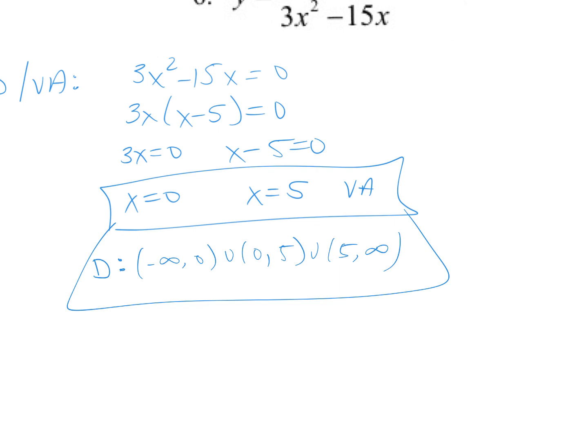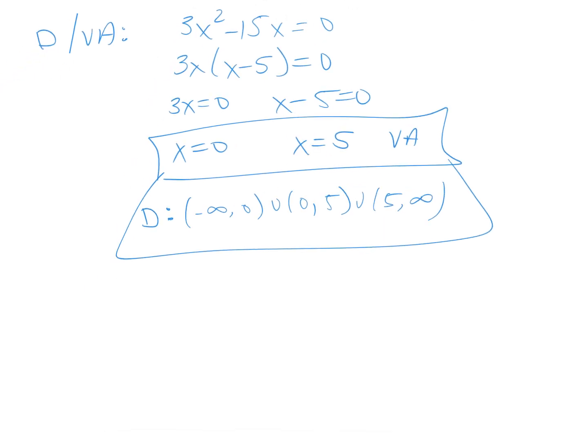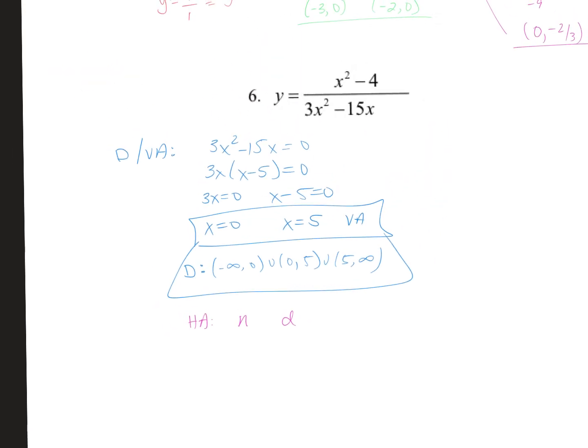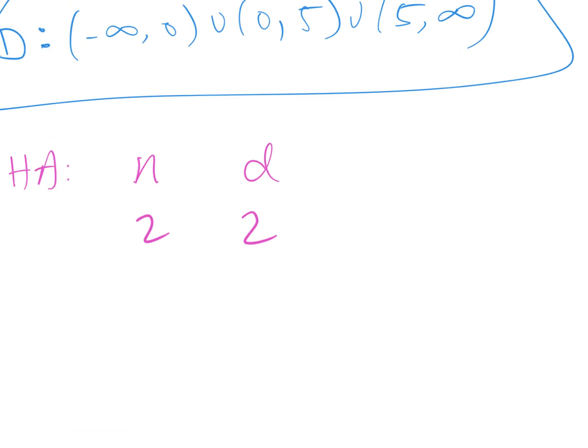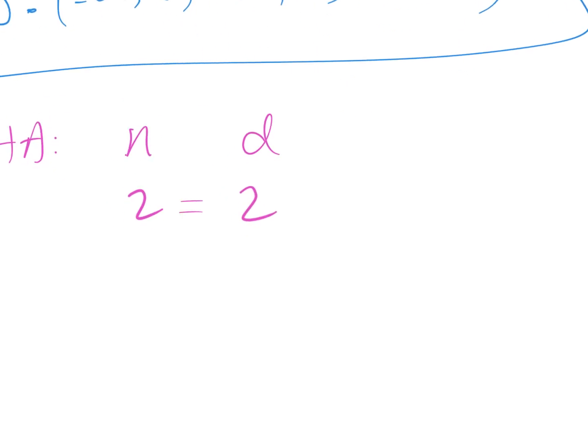All right, let's find our horizontal asymptote. Remind me again how to do that. Compare the degrees of the numerator and the denominator. What is the degree of the numerator? 2. What's the degree of the denominator? 2. What do you notice about those two numbers? They're the same. When the degrees of the numerator and denominator are the same, it's the leading coefficient.